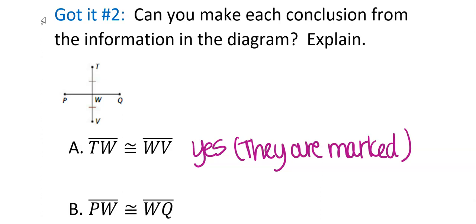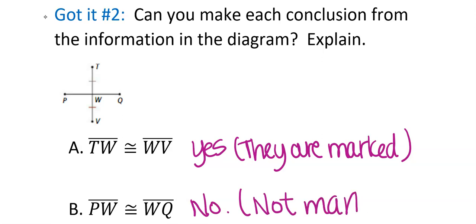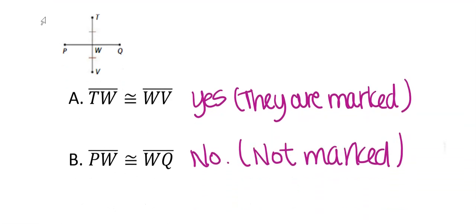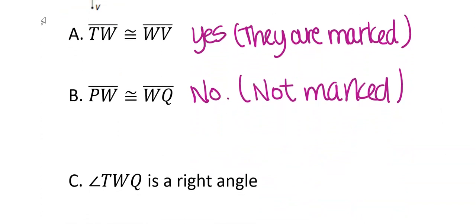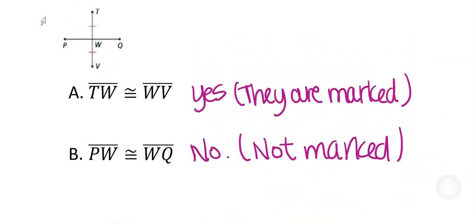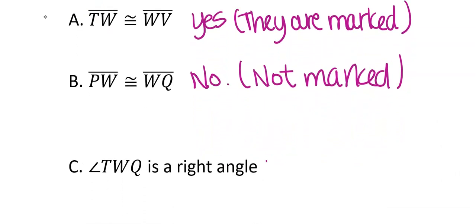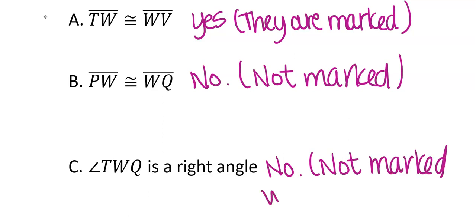Is PW the same as WQ? No, not marked. Okay, so they don't have these little hash marks like that. They need those to figure that out. Is TWQ a right angle? Well, it sure looks like it is, but we're going to say no because it is not marked with that little right angle symbol.